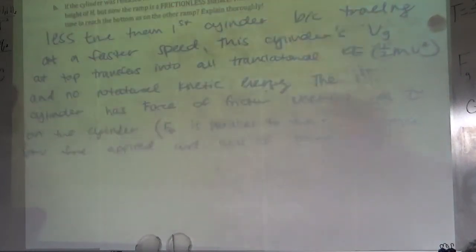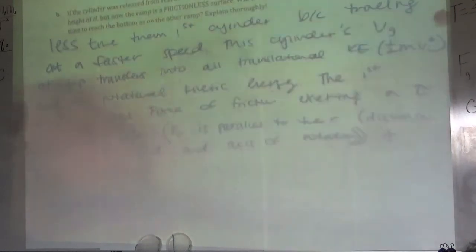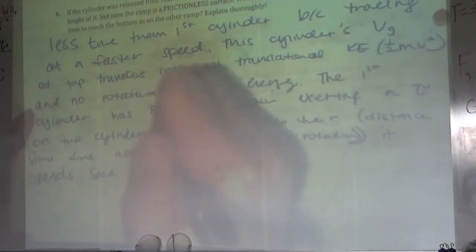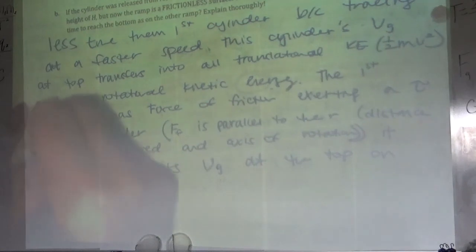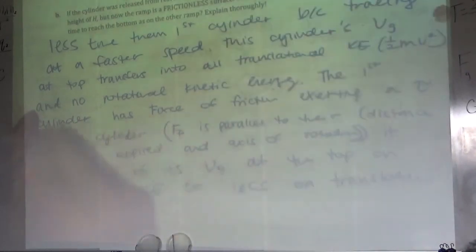Because the force of friction is exerting a torque on the cylinder, it spends some of its potential energy at the top on rotational kinetic energy, so less on translational kinetic energy. So it goes slower than the second cylinder.